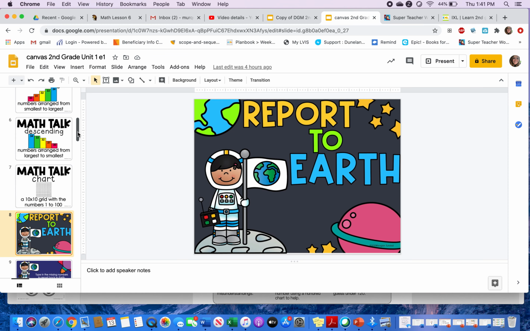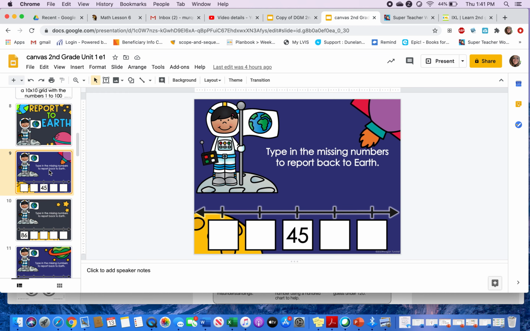So this one's called Report to Earth. Got a cute little astronaut. It says, type in the missing numbers to report back to Earth. So if you want to get a piece of paper out or a whiteboard, this would be a great thing to do with me. So my known number is 45. I need to know what comes right before it. So what's one less than 45? Do you know? Can you say it out loud?